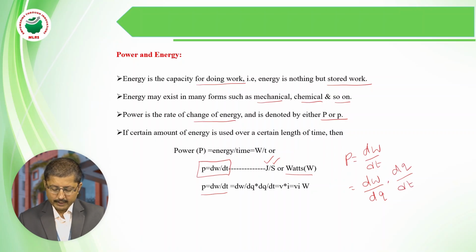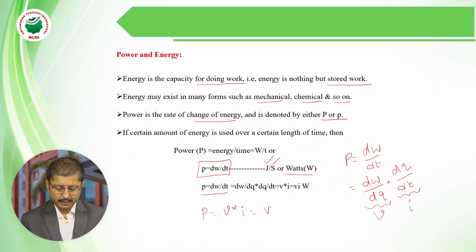The product of this: dW by dq is nothing but the voltage, and dq by dt is nothing but the current. So simply, the power P is equal to the product of voltage and current, that is VI. We can measure the power in watts.